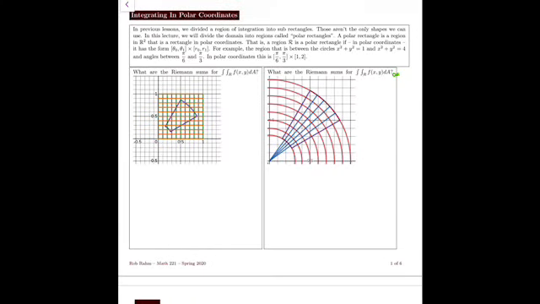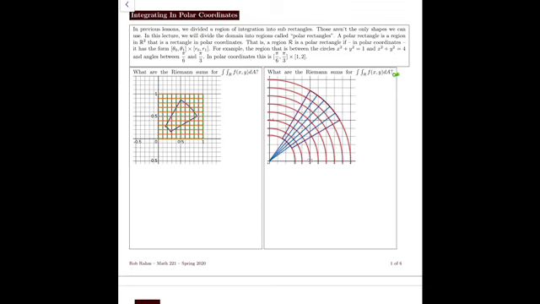In previous lessons, we divided a region of integration into subrectangles. These aren't the only shapes we can use. In this lecture, we will divide the domain into regions called polar rectangles. A polar rectangle is a region in R2 that is a rectangle in polar coordinates.